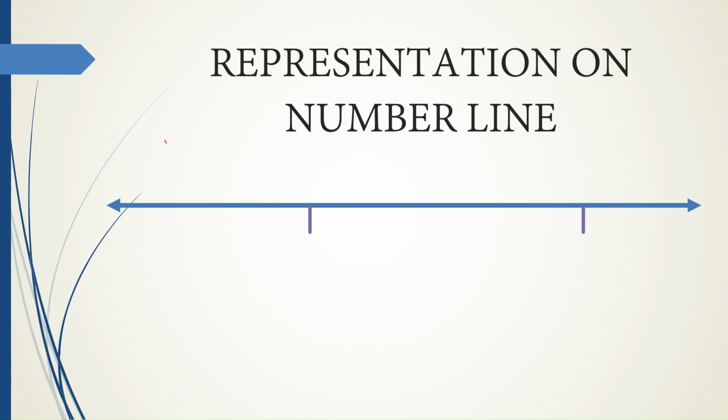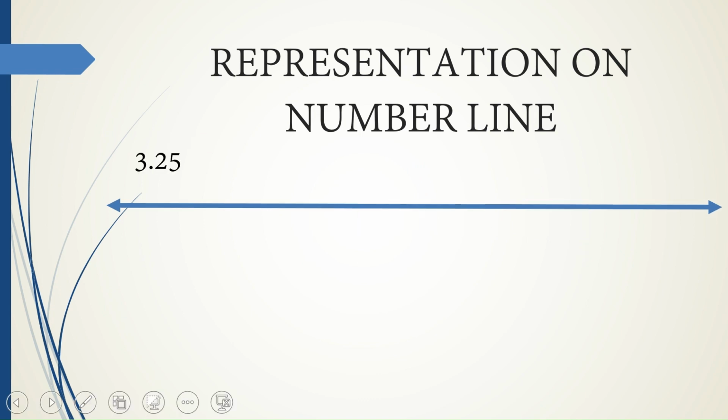Consider 0.8 now. First thing is to locate whole number 0, and its successor 1. We'll divide this unit into 10 parts and give value for each and every marking. Here we can directly locate 0.8.